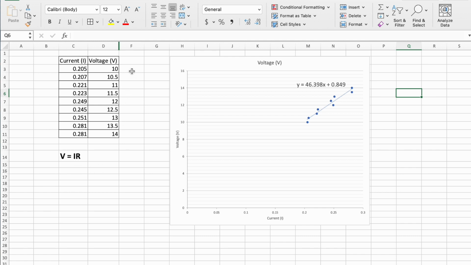So remember we had a 50 ohm resistor across, but because we essentially read current that was a little bit off, a few percent higher or lower, the best fit line tells us that the resistance is actually 46.398 ohms, and the y-intercept would be 0.849. So that would be the voltage intercept right here. It's not actually zero because, again, of the measurement error.